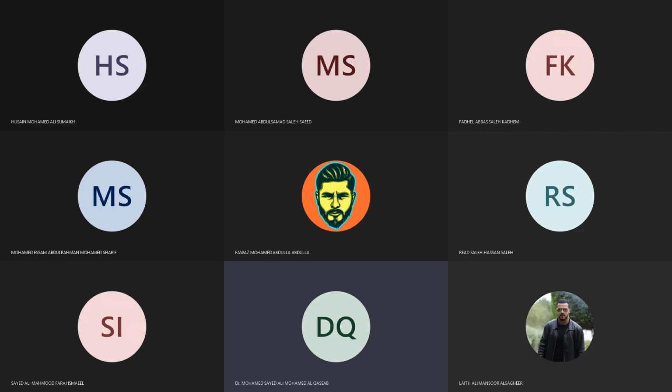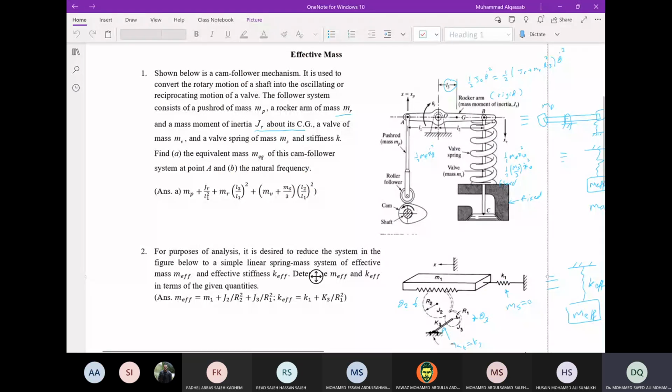This is about a discrete mass parameter system, and it is required to find the effective mass at point A, which is moving with X. So all the kinetic energies have to be obtained and summed. That will be the total kinetic energy. And this is the first step.